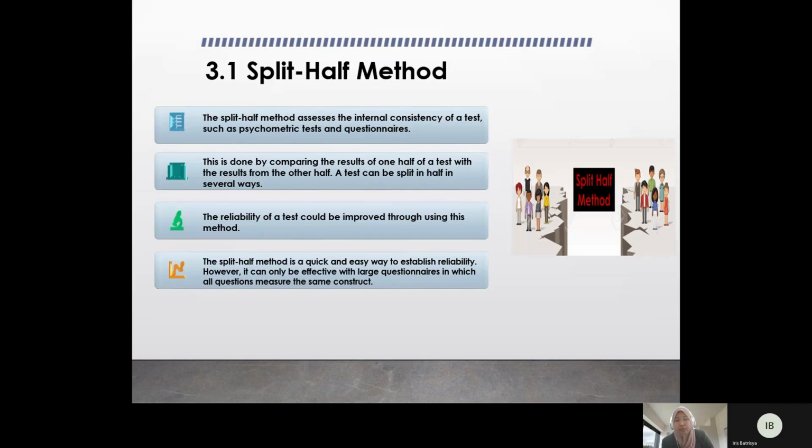The reliability of the test could be improved through using this method. It is a very quick and easy way to establish reliability. However, it can only be effective with a large questionnaire in which all questions measure under the same construct.